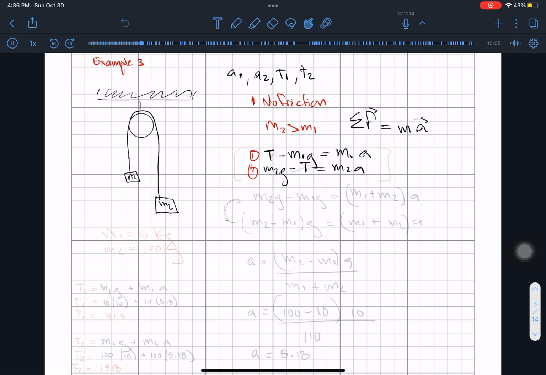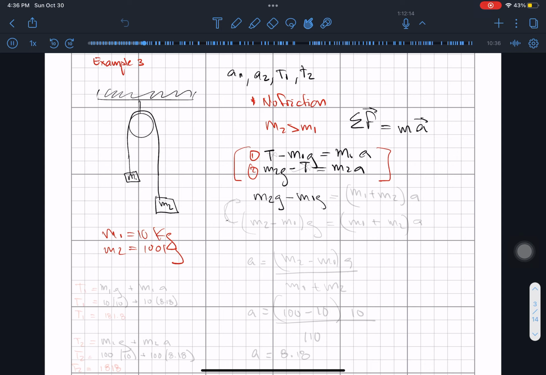Okay, let's assume the mass of object 1 is 10 kilos and the mass of object 2 is 100 kilos. Let's find the acceleration of both objects so we can find the tension. To find the acceleration, we need to combine these two formulas first, and that will be as follows.